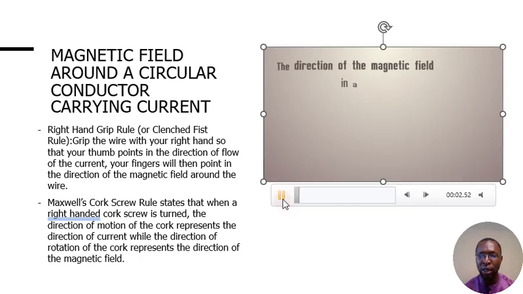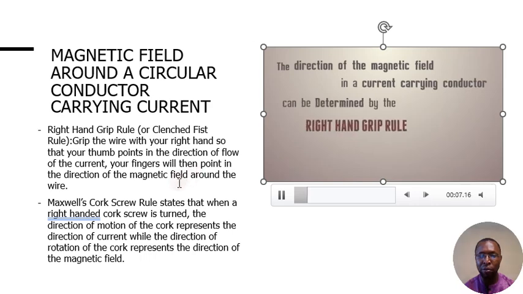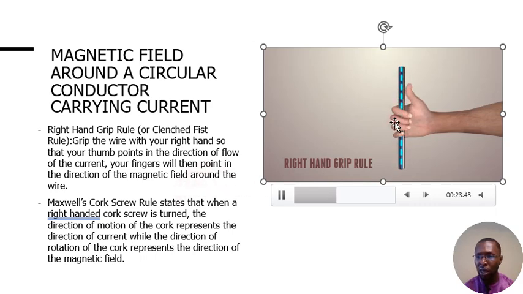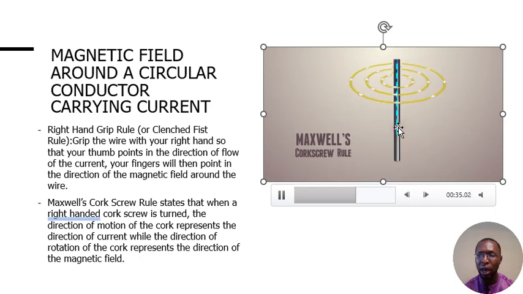In this rule, it said that with the right hand being made into a fist in a way that the thumb points in the direction of the flow of current, and the fingers point in the direction of the magnetic field. As you can see, the fist is made in a way that the thumb is pointing in the direction of the current, and the rest of the four fingers are pointing in the direction of the magnetic field. This is what we call the right hand fist rule.